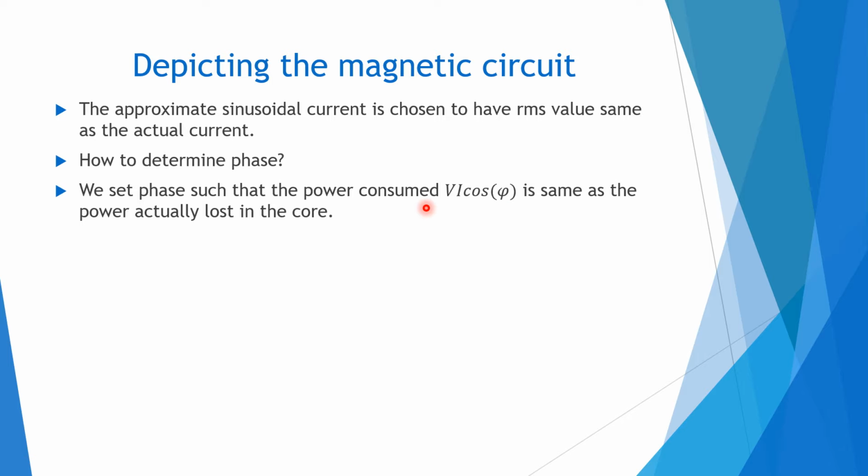But V I cos phi can now be calculated, because you know that the area of the BH curve is the power loss per unit cycle per unit volume. So the power loss actually has two components.